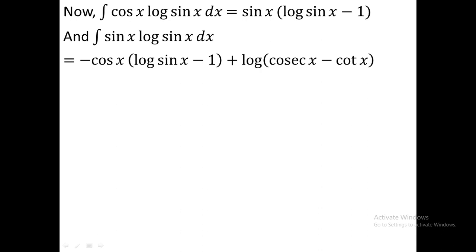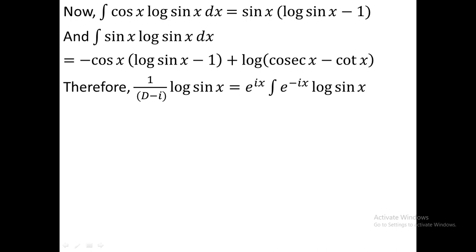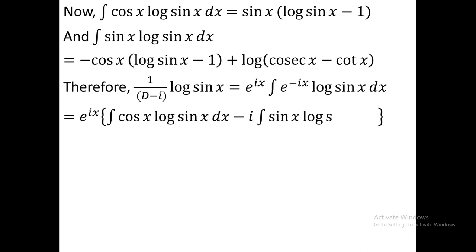Now 1 by d minus i of log of sin x was e to the power ix into e to the power minus ix log of sin x dx. Okay, and then e to the power ix, this was the calculation. We will calculate this, which remains e to the power ix. Here I break e to the power ix cos, this was calculated before.